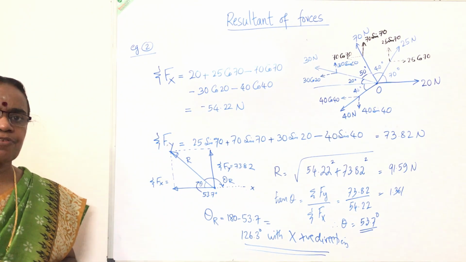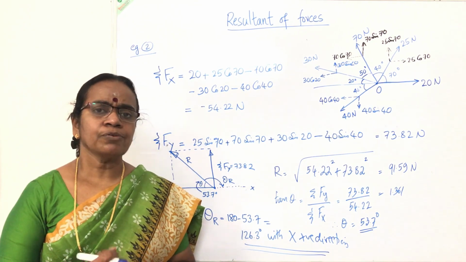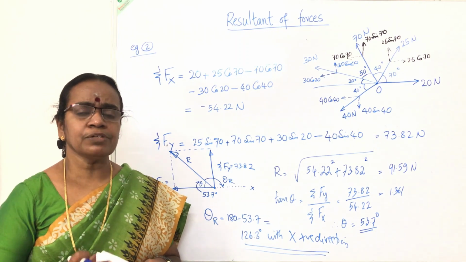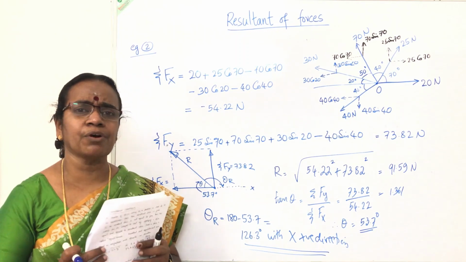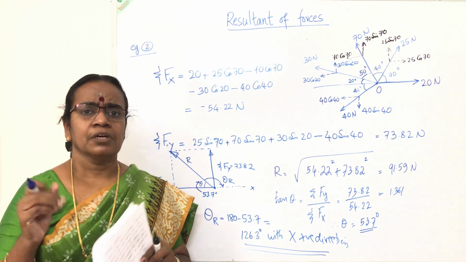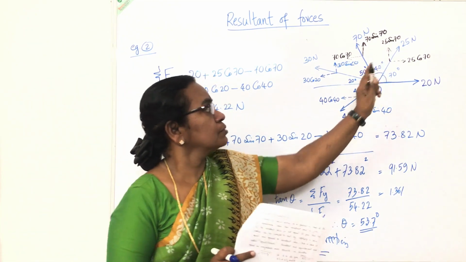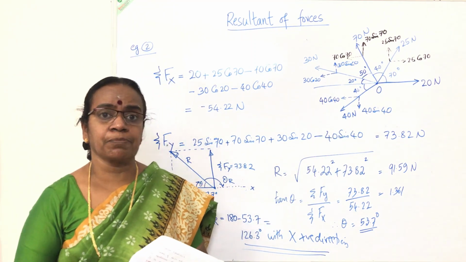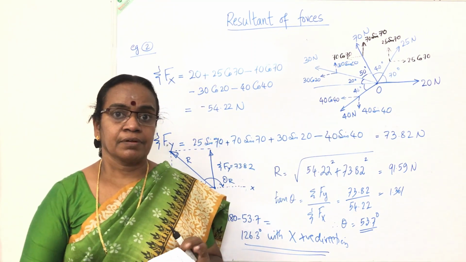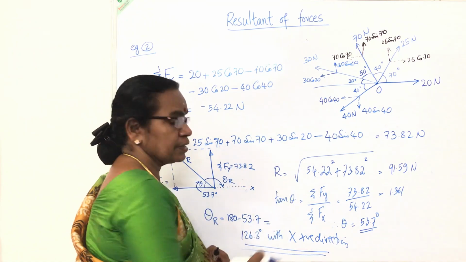So this illustrates how to do it in a simple manner. Once you are familiar with the resolution, you need not write Fx1, Fx2, Fy1 like that. In the sketch itself, we can resolve it into x and y directions with the proper signs, add it together, and make it simple.